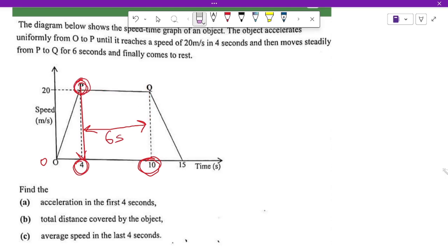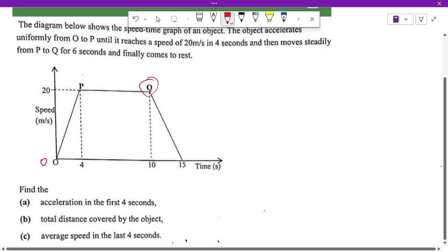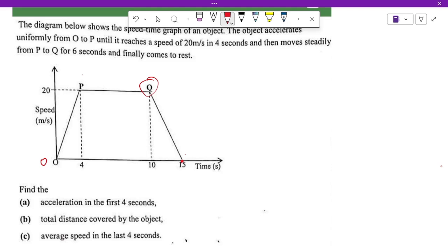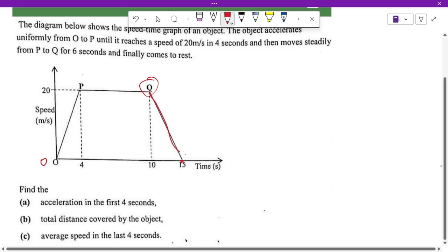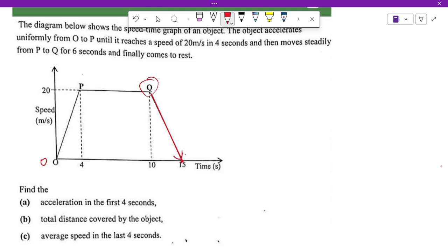Okay, and then it decelerated uniformly from point Q to this point here, where it got to rest. How long did it take for this particle to move from Q until it got to rest here? You simply drop down and check what is the value there. It's 10. And then what's the value there? Simply say 15 minus 10 to give you 5 seconds. So it took 5 seconds for it to move from there to there.